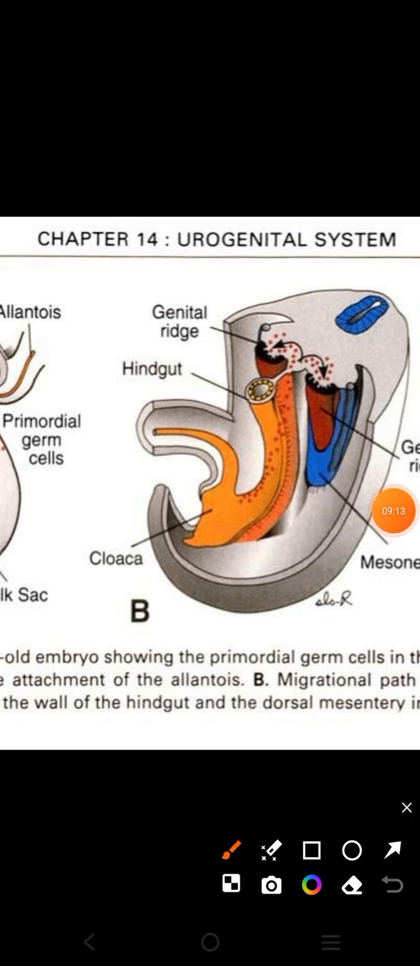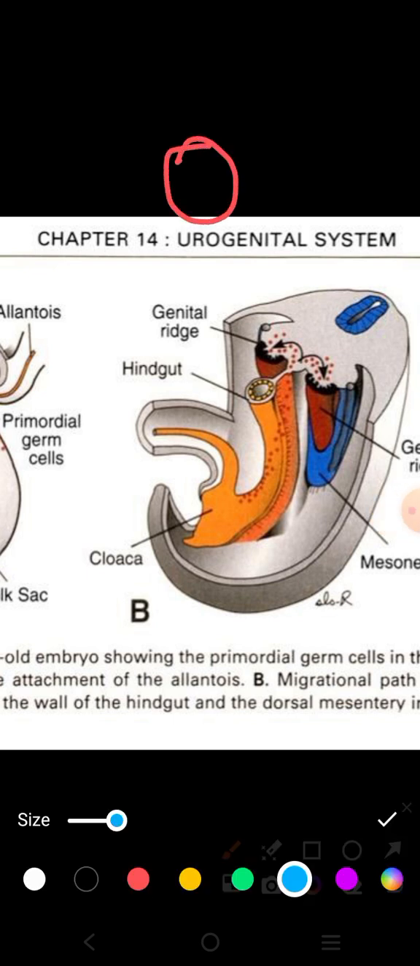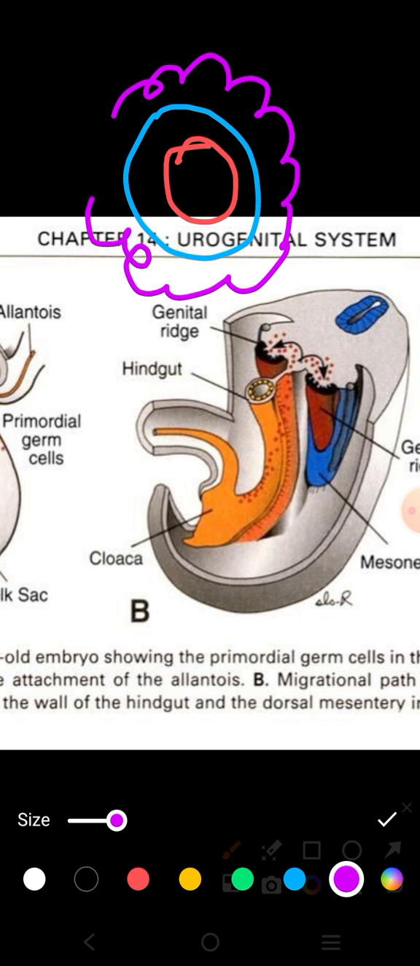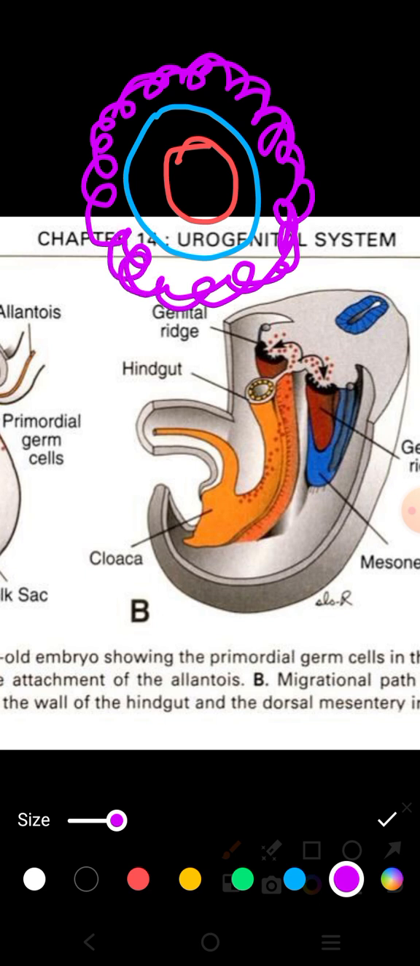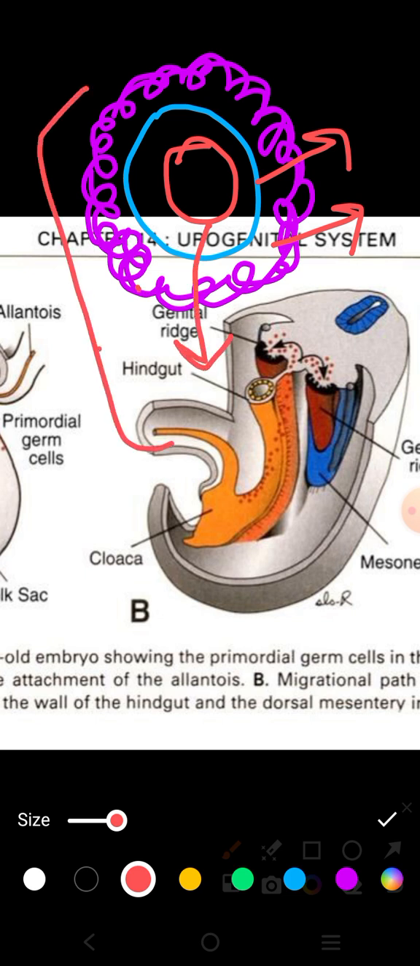As I drew in the picture here, this was a primary oocyte, and it was surrounded by the granulosa cells, and after that by the theca cells. I will be showing a better picture in the remaining discussion, like in the menstrual cycle, but just try to understand from this picture at this time. Here you can see the granulosa cells and the theca cells, and inside it is the primary oocyte, and this whole structure is the primordial follicle.